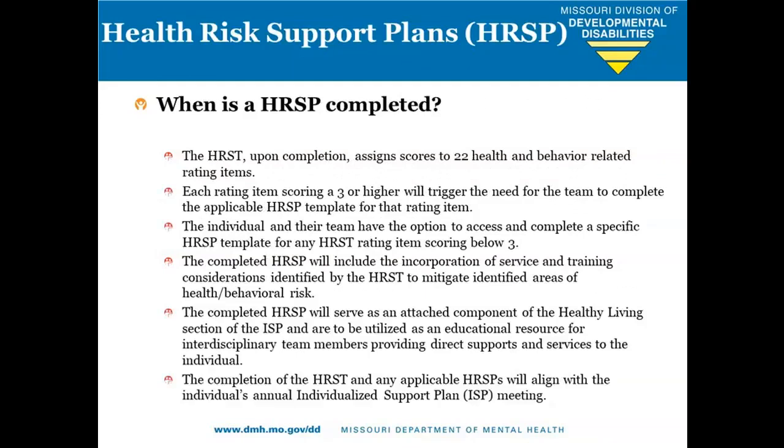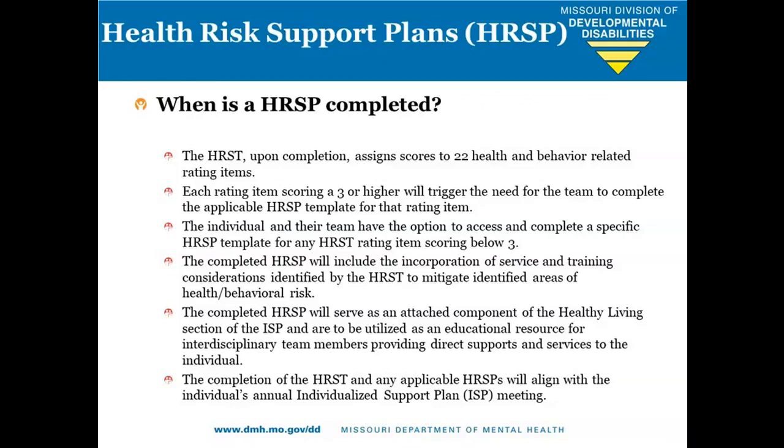So when are the health risk support plans completed? The HRST, upon completion, assigns scores to 22 health and behavior-related rating items. Each rating item scoring a 3 or higher will trigger the need for the team to complete the applicable health risk support plan template for that rating item. The individual and their team have the option to access and complete a specific health risk support plan template for any HRST rating item scoring below 3.